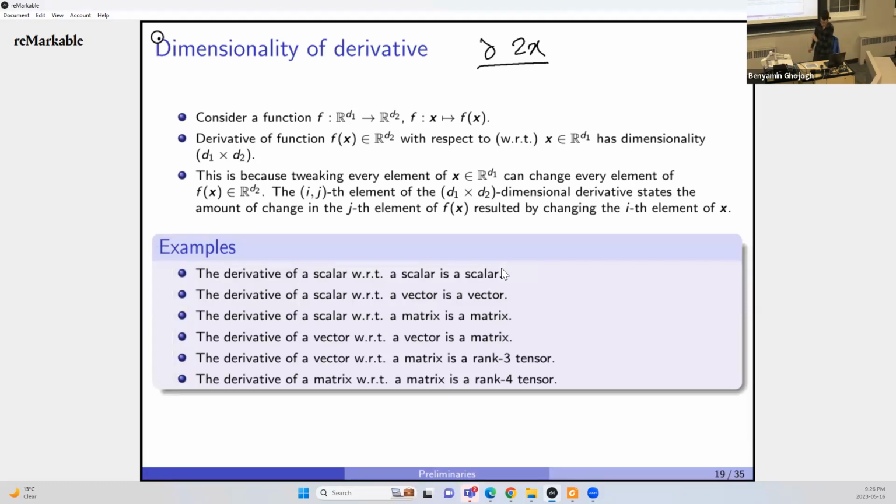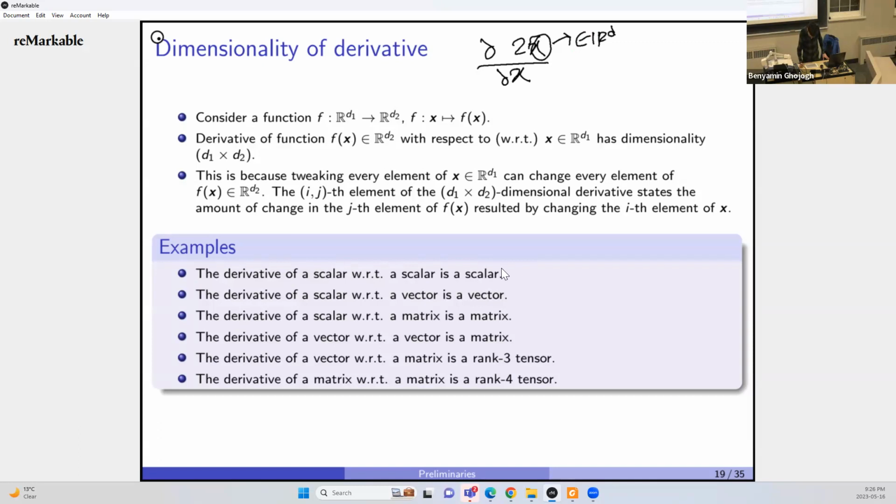So let x be a vector, a d-dimensional vector. Derivative of 2x with respect to x. If x was a scalar, output would be 2, right? And now the derivative of a vector.